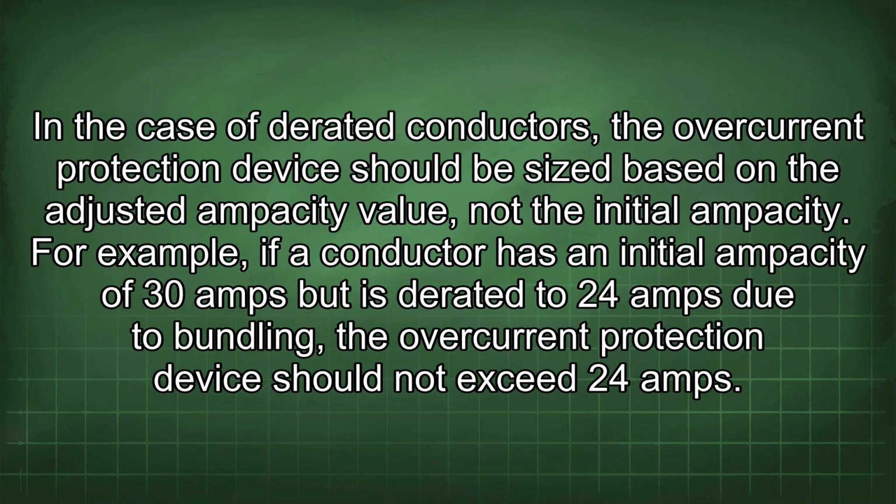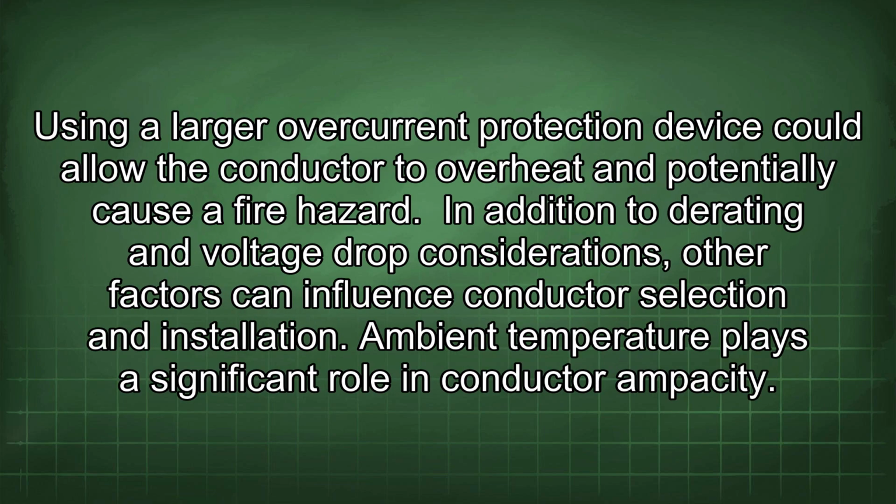In the case of derated conductors, the overcurrent protection device should be sized based on the adjusted ampacity value, not the initial ampacity. For example, if a conductor has an initial ampacity of 30 amps but is derated to 24 amps due to bundling, the overcurrent protection device should not exceed 24 amps. Using a larger overcurrent protection device could allow the conductor to overheat and potentially cause a fire hazard.